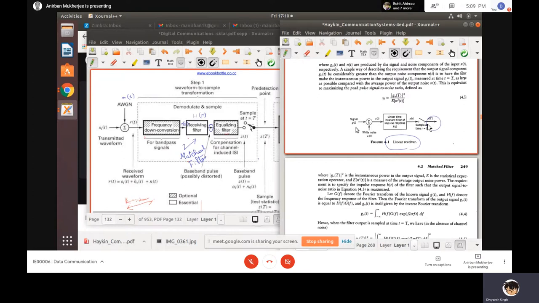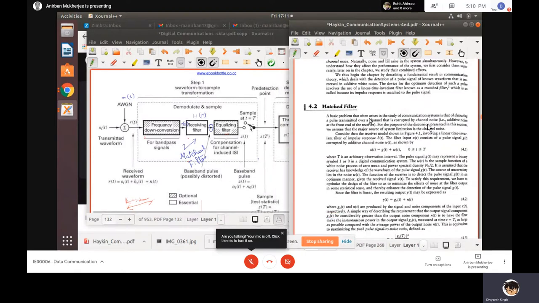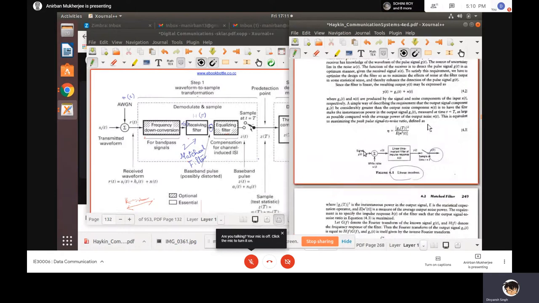That means given g(t), if g(t) and w(t) both are going inside, inside this y(t) you have some contribution of g(t) and some contribution of w(t). That means y(t) is g(t) convolution h(t) plus w(t) convolution h(t). So you have a signal component and a noise component, and you are sampling at t equal to capital T. So you have a sampled signal component and a sampled noise component. That sampled signal power square by sampled noise power square, that ratio should be maximum for this given g(t).